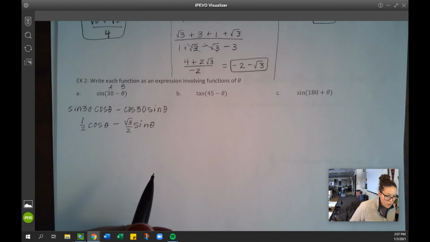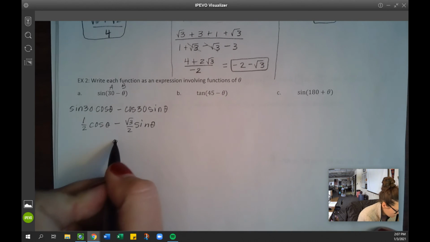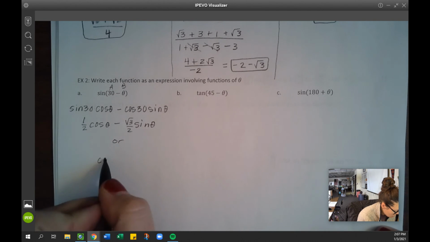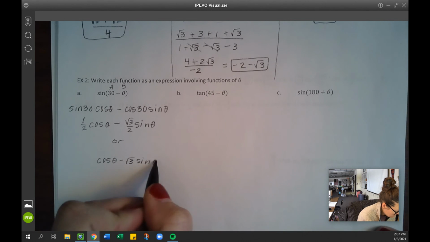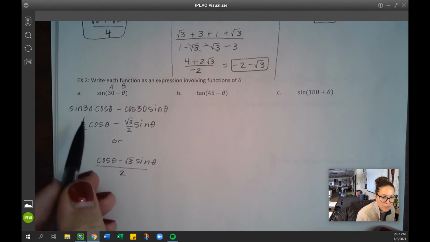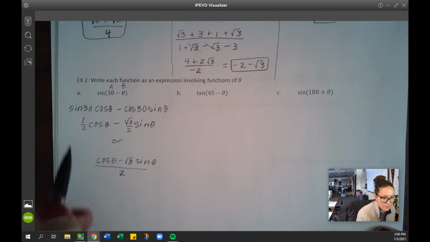You could, if you wanted to, write it as one fraction, so you can leave it like this, or since they both technically have a denominator of 2, you could write it like this. And one way is not necessarily better than the other. It's just good for you to recognize that these two things are the same, that they are equivalent.